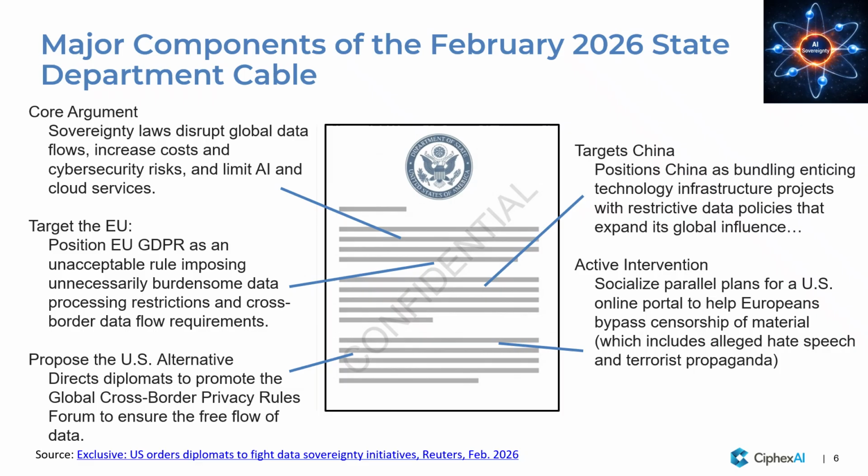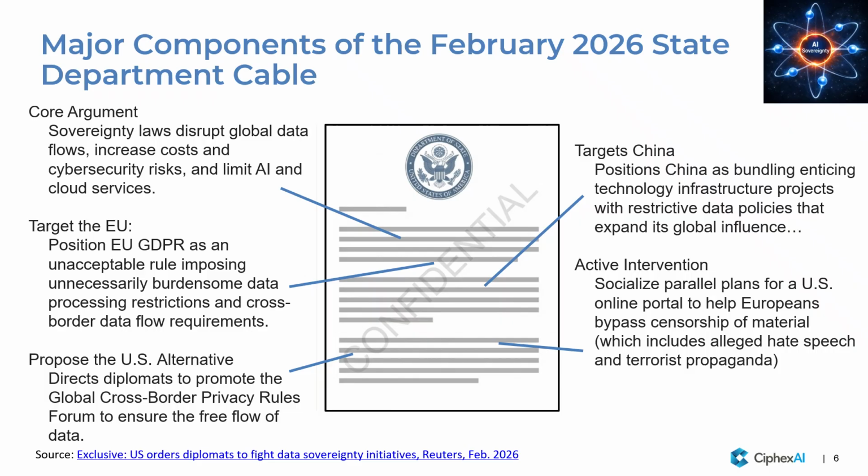Now, the major components of the cable include the core argument, which is really to tell countries that it's not in their best interest because costs will go up. They argue that cybersecurity risk will also increase, that this will impede the development of AI and your ability to use the cloud vendors. And they position the EU GDPR legislation as burdensome, something you don't want, that will again impede your commerce here.